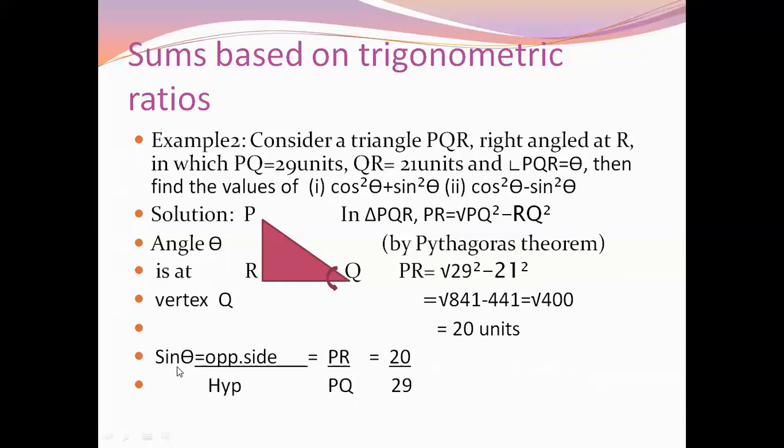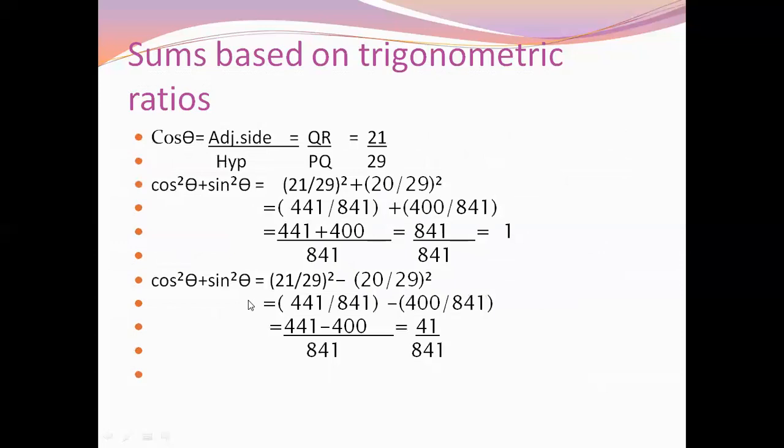Now let us find sine theta. Theta is at Q. With respect to Q, the opposite side is PR, the adjacent side is RQ, and the hypotenuse is PQ. The formula is opposite side by hypotenuse, so sine theta is PR by PQ. PR we got as 20 and hypotenuse is 29. Sine theta is completed. Now we have to find cos theta. Cos theta formula is adjacent side by hypotenuse, that is QR by PQ. QR is 21 and PQ is 29.